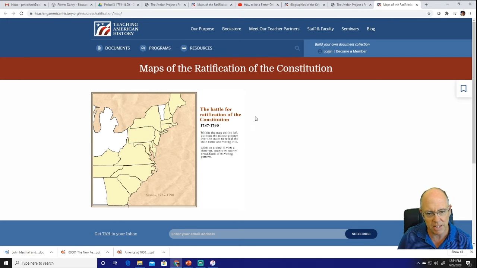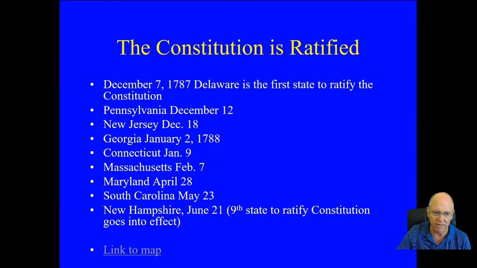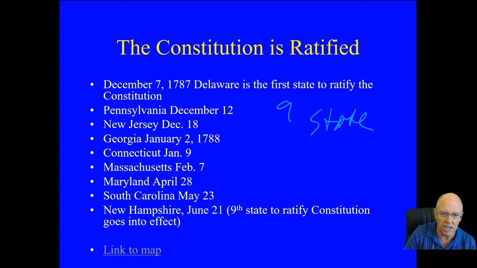And that's kind of a message. That means the country was, in some states, very strongly divided. There will be anti-federalists in every state. So in the end, the Constitution is ratified when the first 9 states approve it. So we got Delaware, Pennsylvania, New Jersey, Georgia, Connecticut, Massachusetts, Maryland, South Carolina, New Hampshire. Boom. It is now the law of the land.